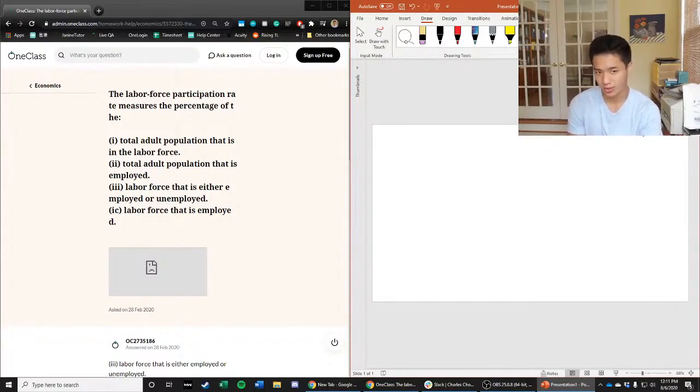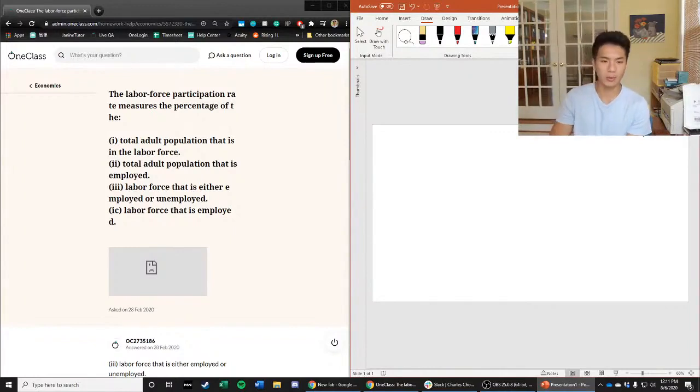Number 2 says total adult population that is employed. So the percentage of the total adult population that is employed. We have to remember that labor force participation does not distinguish between whether or not you are employed or unemployed. It simply measures the total number of people in the labor force. The labor force comprises all people who are employed and unemployed, right? So to divide the number of employed people by the total adult population would be to underestimate the labor force participation rate, because the unemployed people are still considered a part of the labor force. So 2 is going to be incorrect.